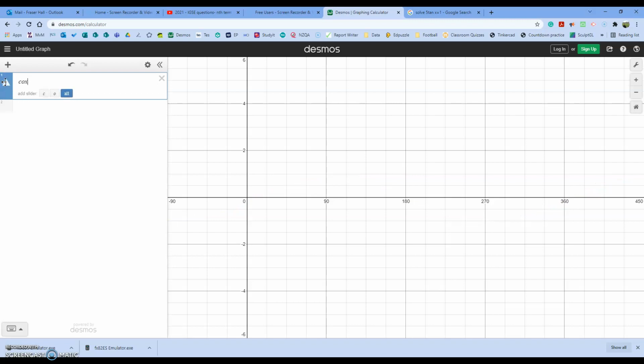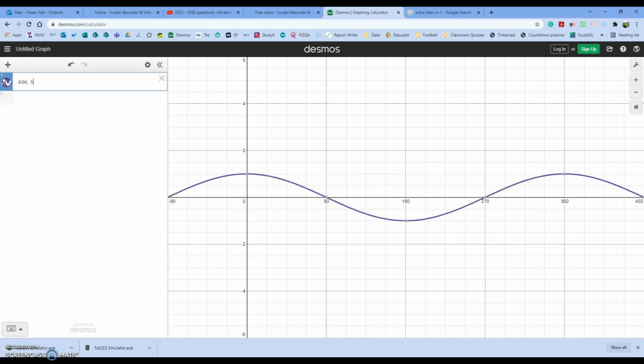Obviously cos x is there as well. You can see it's a slight translation of sine by 90 degrees, so it starts at 0 degrees it's 1, at 90 degrees it's 0, 180 it's -1, 270 it is 0, and then 360 it goes back to 1.